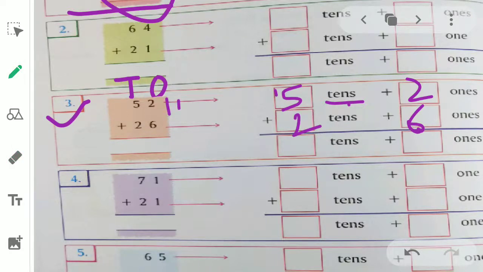2 lines and 1, 2, 3, 4, 5, 6. 6 lines. So 6 plus 2, let us count all the lines together now. 1, 2, 3, 4, 5, 6, 7, 8. So 2 plus 6 is equal to 8. It means at the place of ones we have got 8. So here we will write 8. And now after the addition of numbers at the ones place, we will add numbers at the place of tens.